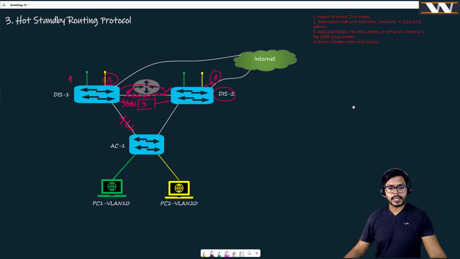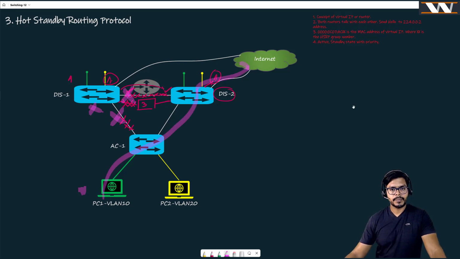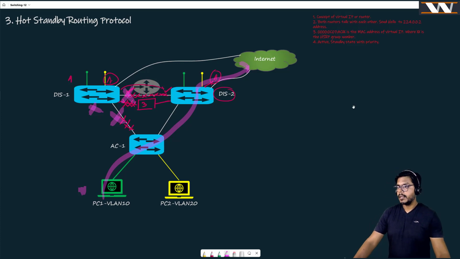Okay, so this will be a split brain scenario then. Yeah. So if that is the case, then try to understand from PC 1, there is no way it can reach distribution switch 1 because this link is down, this link is down, right? The only way is to go from here. All right. Yeah. Got it. Thank you, Vishnu. Perfect.